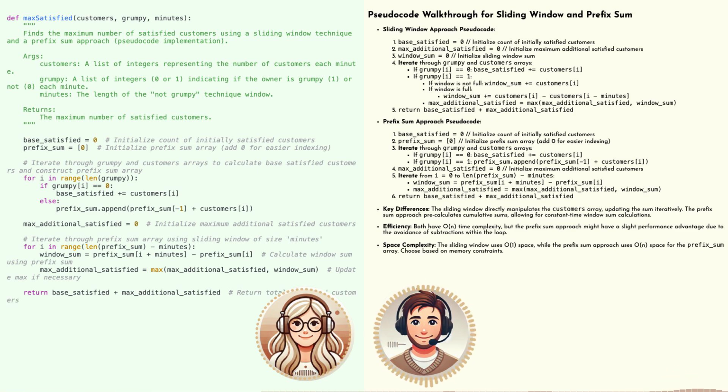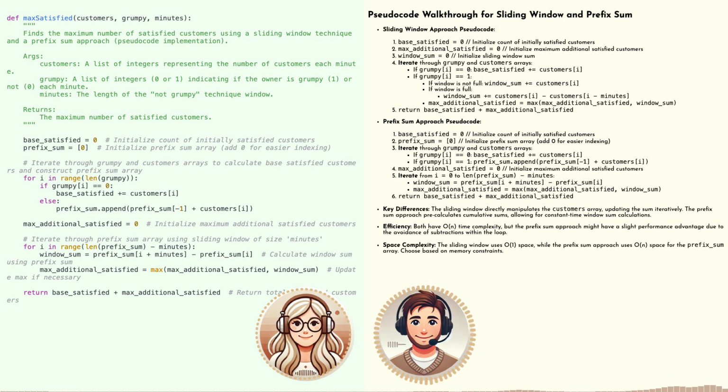But before we go too far, I think it'd be helpful for our listeners to see how this actually translates into code. Could we walk through some pseudocode for the sliding window and the prefix sum, just to make it a little more concrete? Sure, let's start with the sliding window, where we're using those two separate sums, one for grumpy and one for not grumpy. It would look something like this.